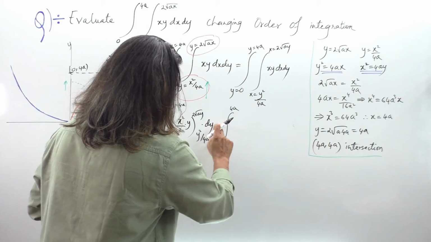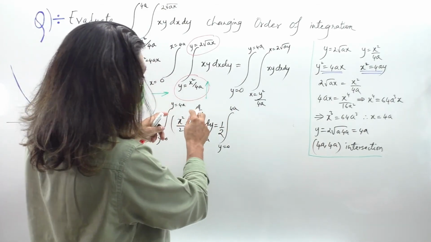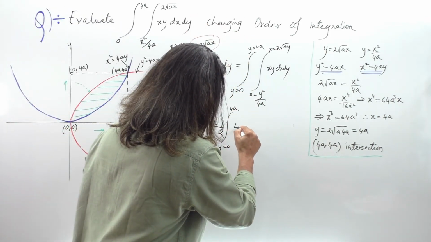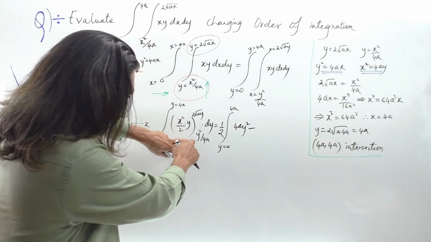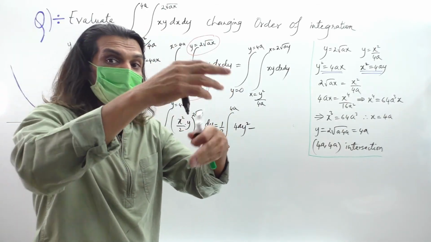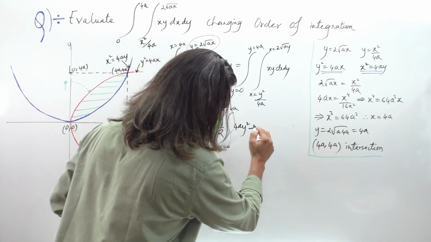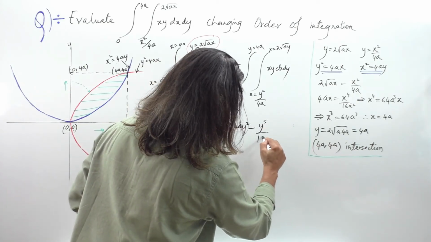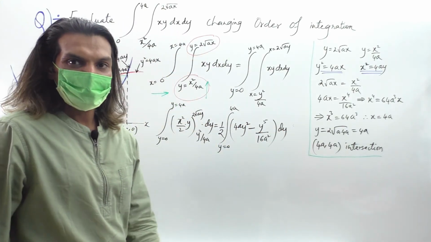Now I'll take 1 by 2 outside, it will become easy. Now in place of x put 2 root ay, square means 4ay, into y, 4ay square. This will be 4ay square minus, again in place of x put y square by 4a. x square, y square by 4a squared means y raised to 4 by 16a square. So y raised to 4 into y becomes y raised to 5 by 16a square into dy. Okay, that is correct.